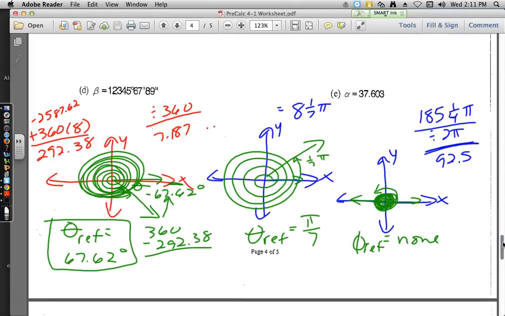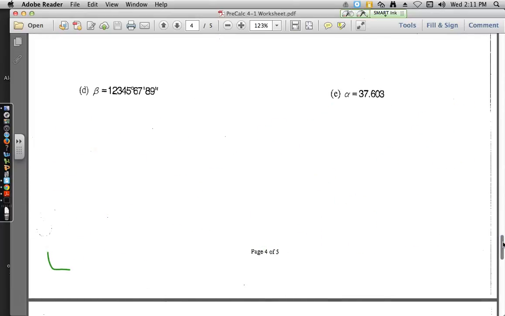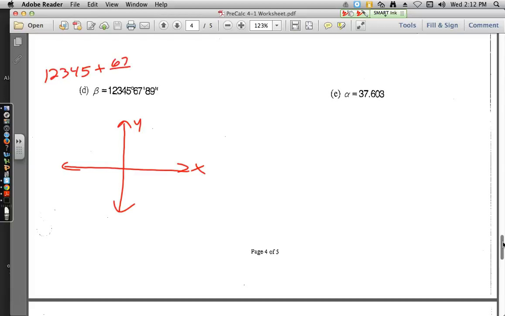Then D, I'm definitely going to have to do some erasing here. We're going through the same process. The first thing I need to do is change this from degrees, minutes, and seconds to just degrees. And that comes from the whole degrees plus 67 over 60 plus 89 over 3,600. And that gives me 6.14139.